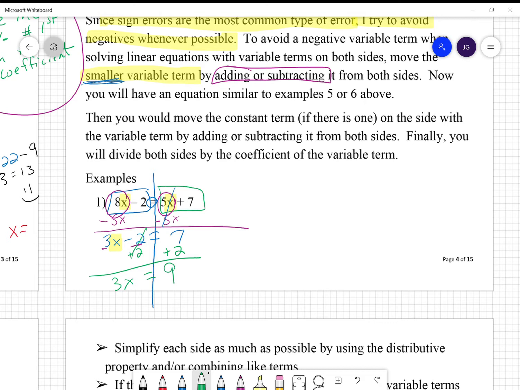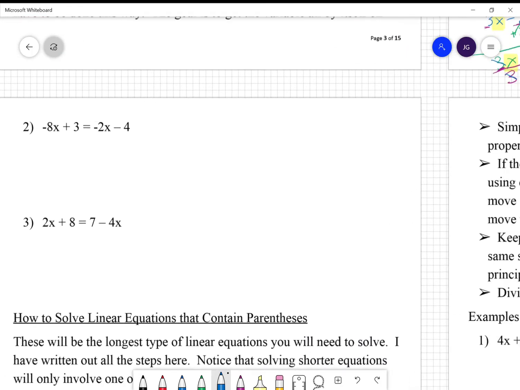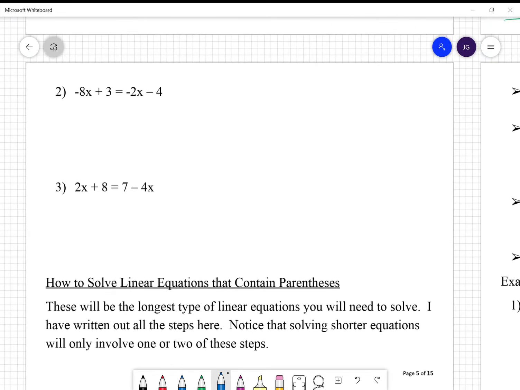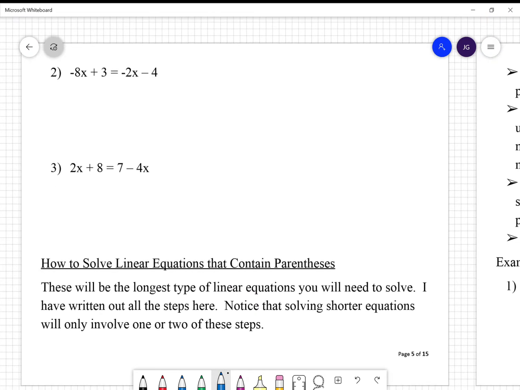Is the variable by itself? No, it has a 3 with it. I want to get rid of this 3. The operation between 3 and x in this case is multiplication. So to get rid of it, I do the opposite, which is divide. The 3's cancel. I get x equals 3. I will leave the check up to you. Okay? And if you ever want to do these problems on your own, just pause the video and try it, and then unpause it when you're done.